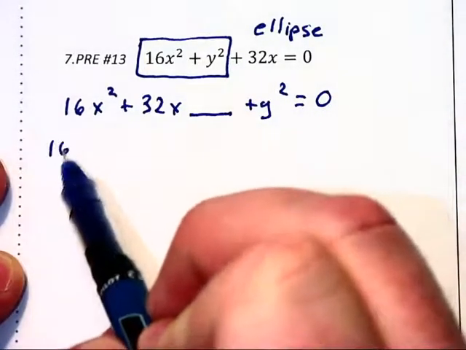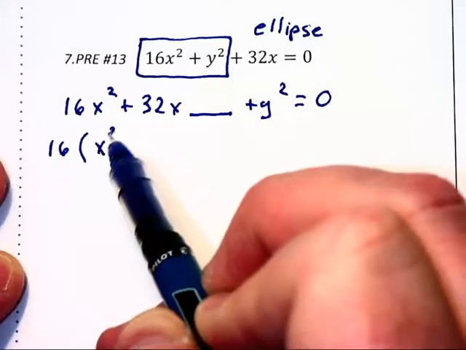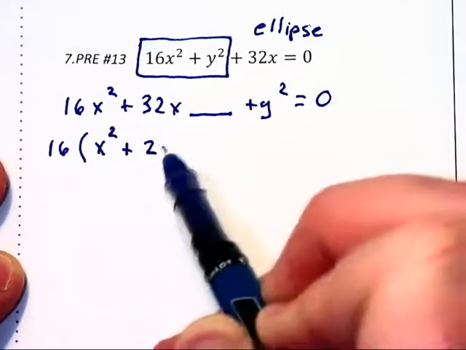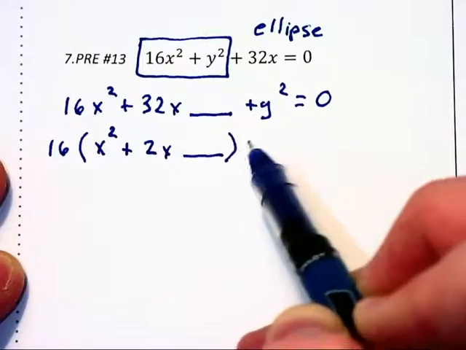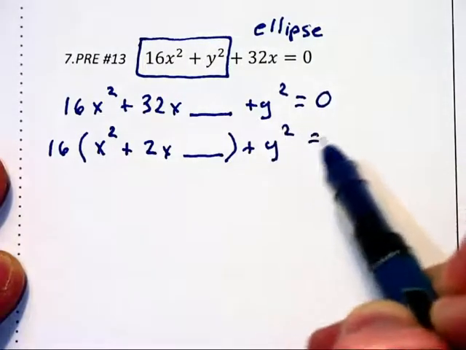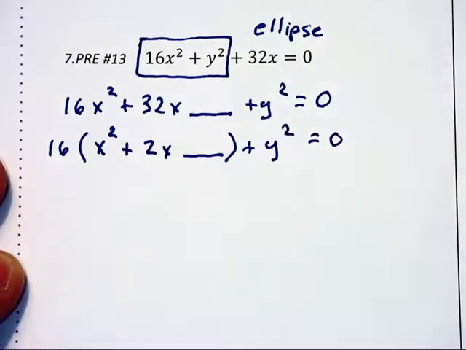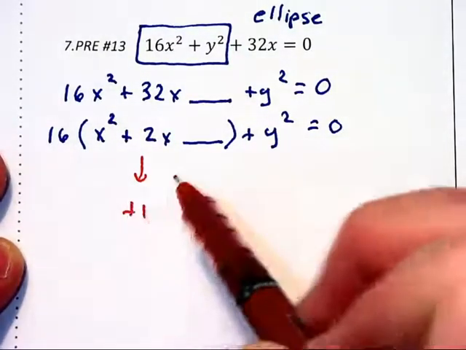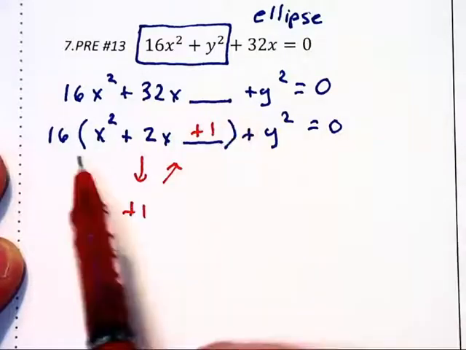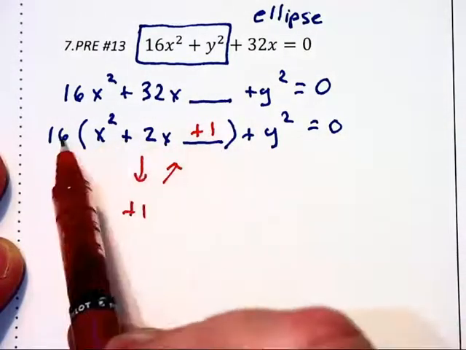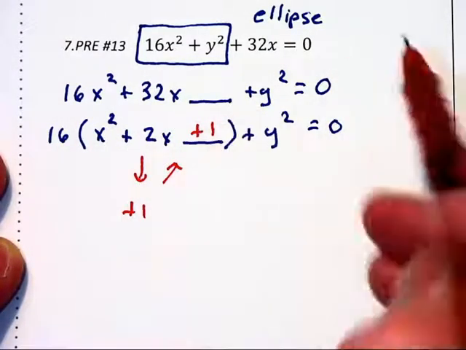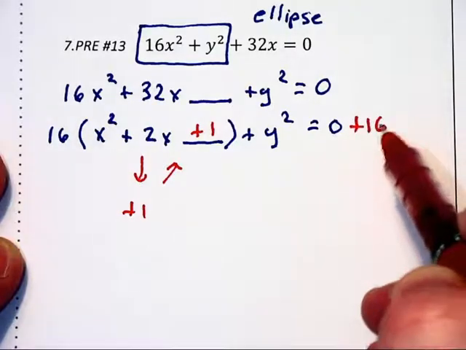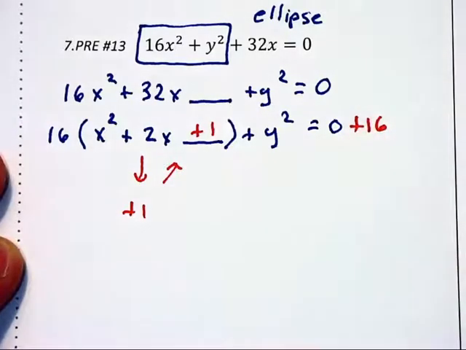I'm going to factor out the 16, leaving me x squared plus 2x, leave a blank, close parentheses, plus y squared equals 0. And then I'm going to cut in half the 2 into a 1, square it to a 1, and we've added 16 to the left because the 16 distributes to the 1, so we need to add 16 to the right, and that's why I wasn't worrying about that equals 0 on the right.